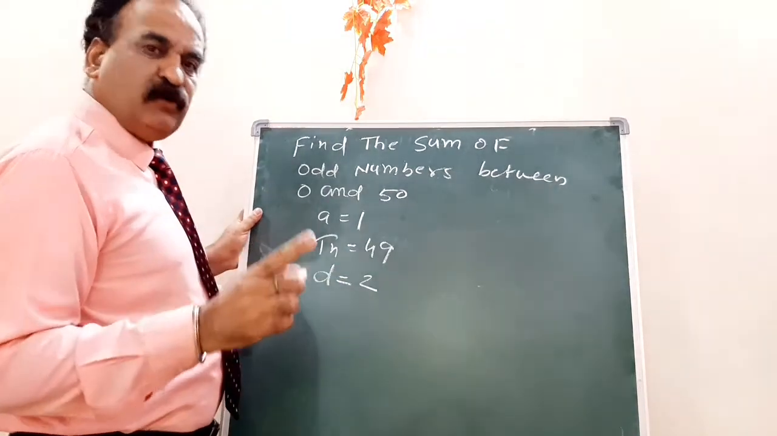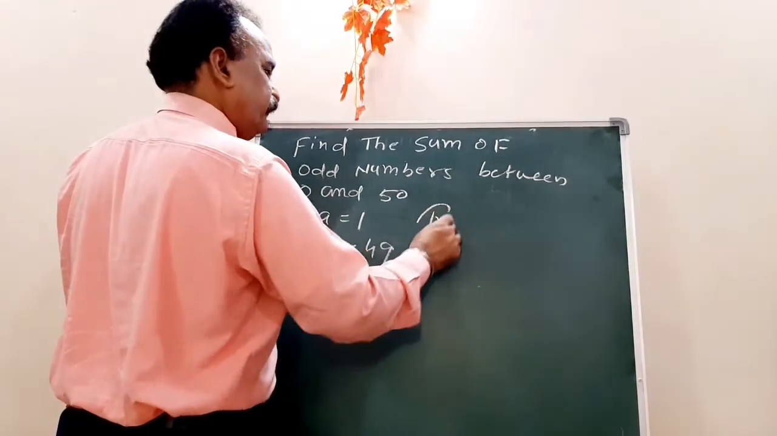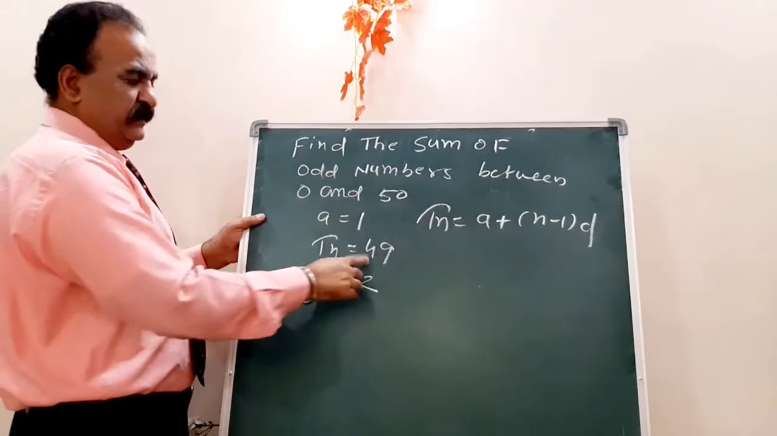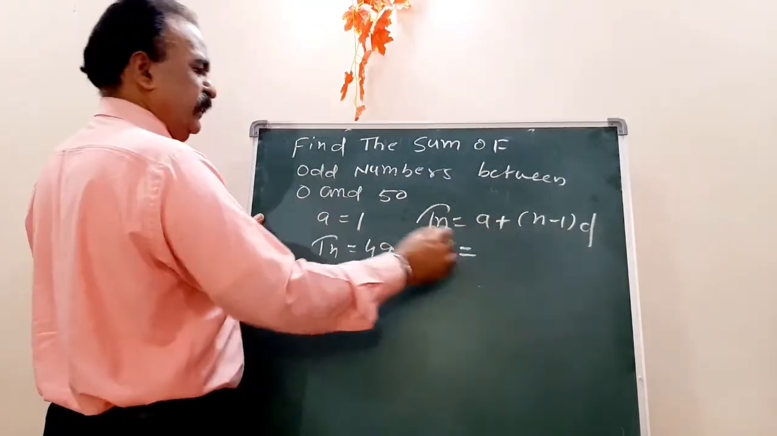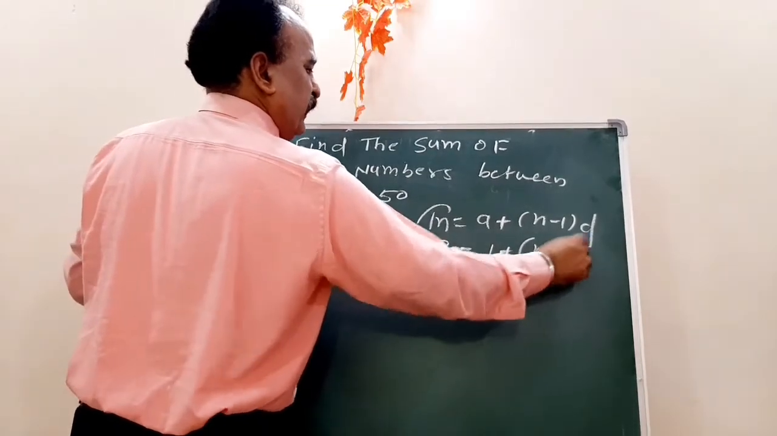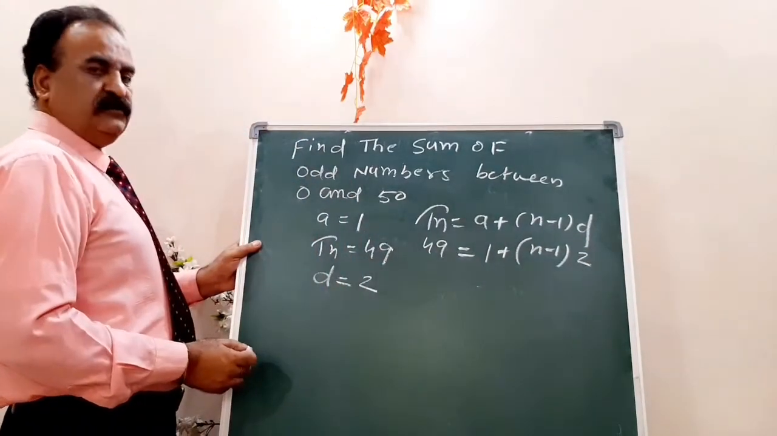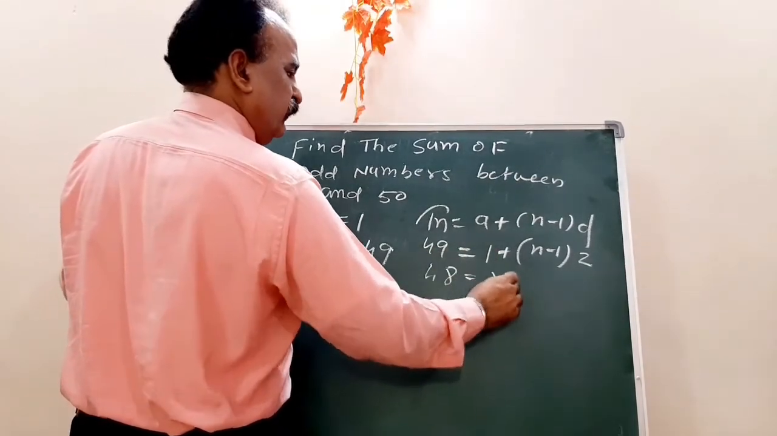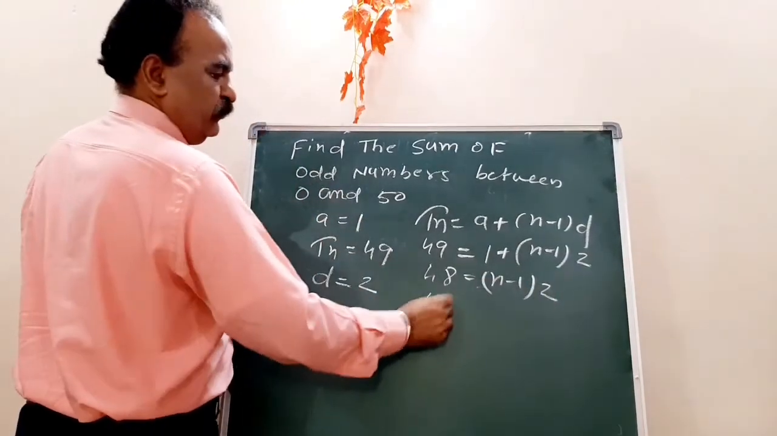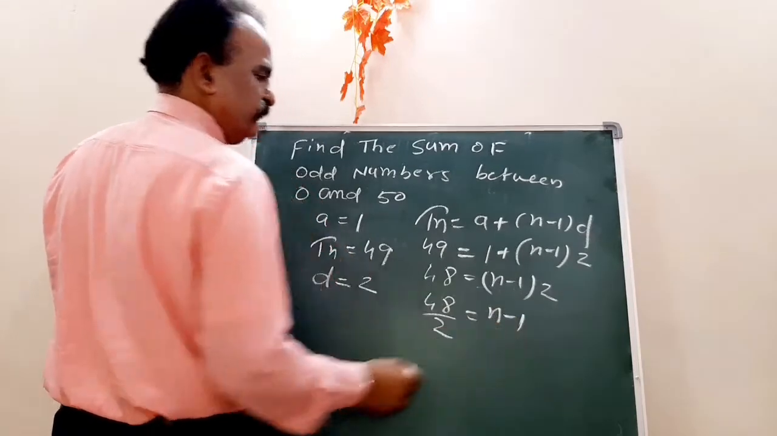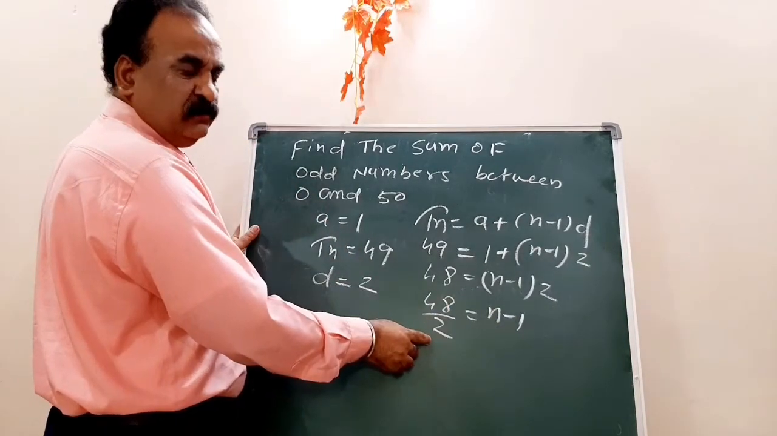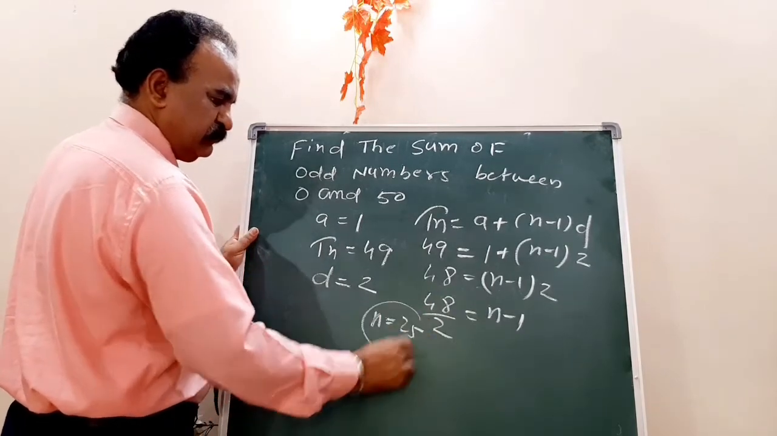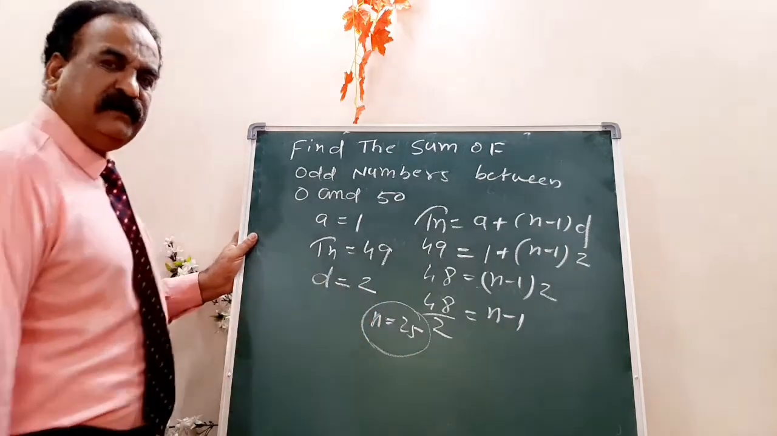Okay. Now we will find the number of terms first. So Tn is equal to a plus n minus 1 into d. And Tn is 49. 49 is equal to a, 1, plus n minus 1 into common difference 2. So 49 minus 1 means 48 is equal to n minus 1 into 2. So 48 upon 2 is equal to n minus 1. So 48 upon 2 means 24. Transfer minus 1 this side. So n is equal to 25. The number of terms n is equal to 25.